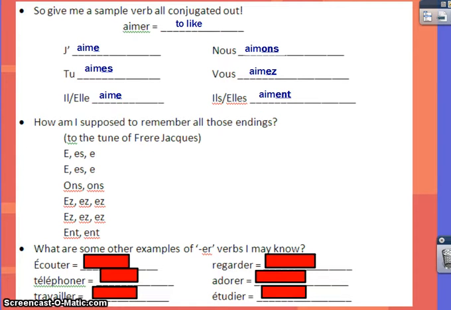Again, remember I am pronouncing this in the French way, so the E is pronounced and the Z is pronounced Z and all that good stuff. And as always, we learned a whole list of ER verbs that you can apply this rule to.